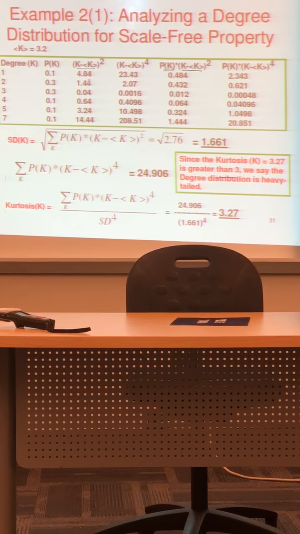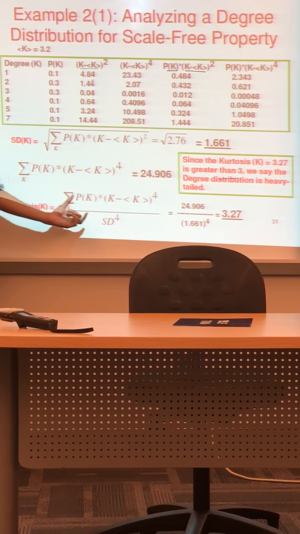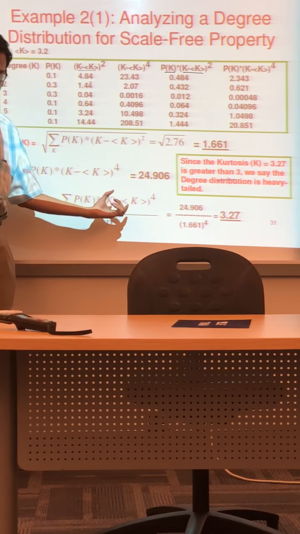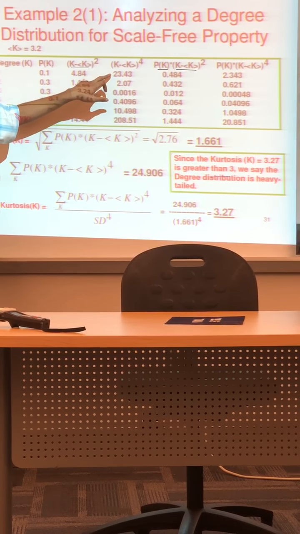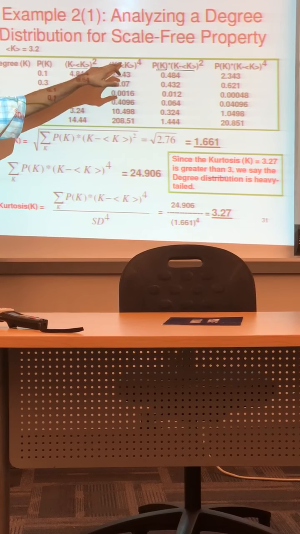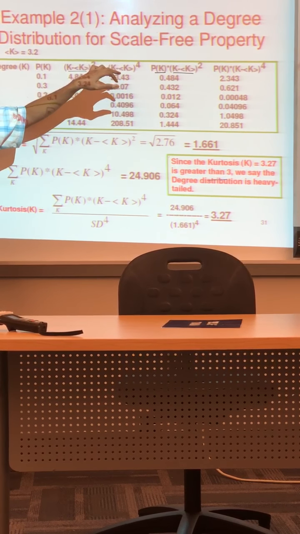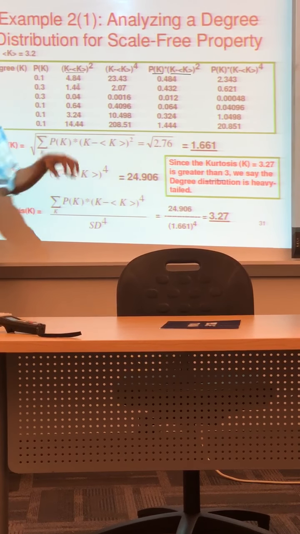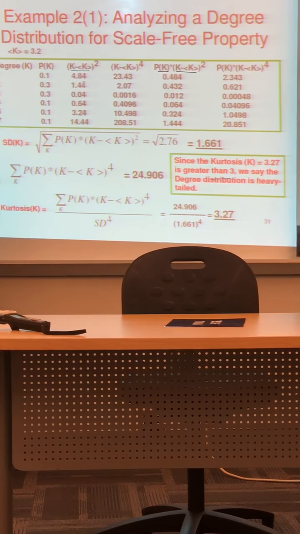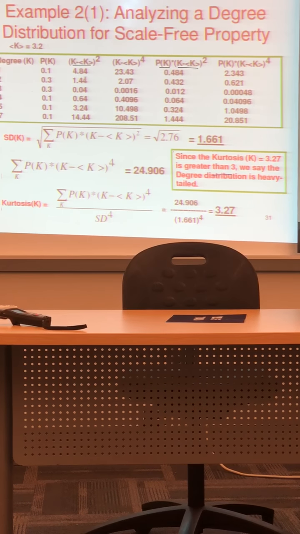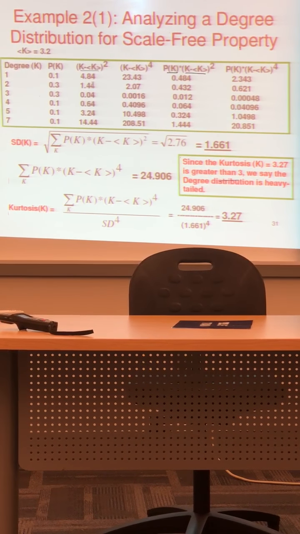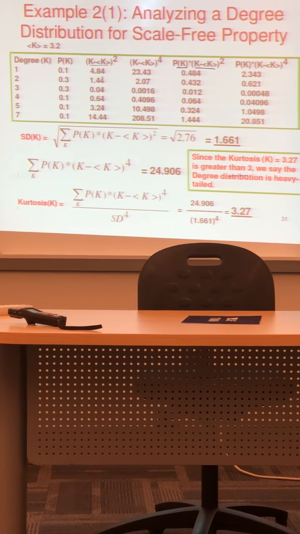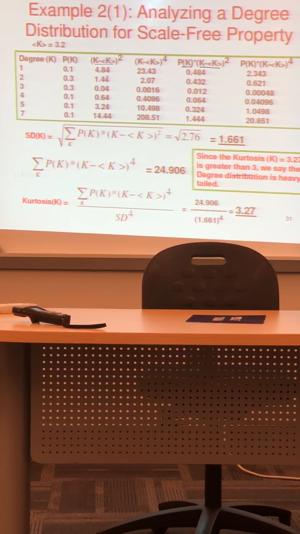All right. So to find the kurtosis, this is the formula. We have k minus average degree raised to 4. So that is why we go ahead and find k minus average degree raised to 4. Kurtosis means you need to find the fourth exponent. In statistics, average is called the first moment, standard deviation is called the second moment, and kurtosis is the fourth moment.